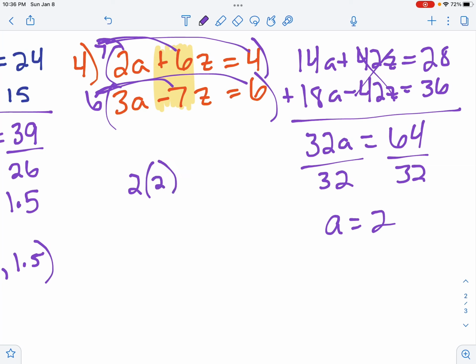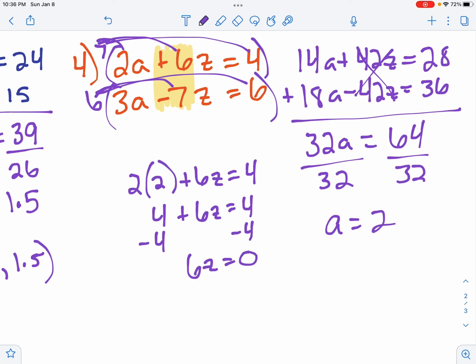So I have 2 times my a, which is 2, plus 6z equals 4. 2 times 2 is 4. Bring the rest of the equation down. Subtract that 4 over to get 6z equals 0. Divide by 6, 0 divided by anything is 0, so these two intersect at 2, 0.